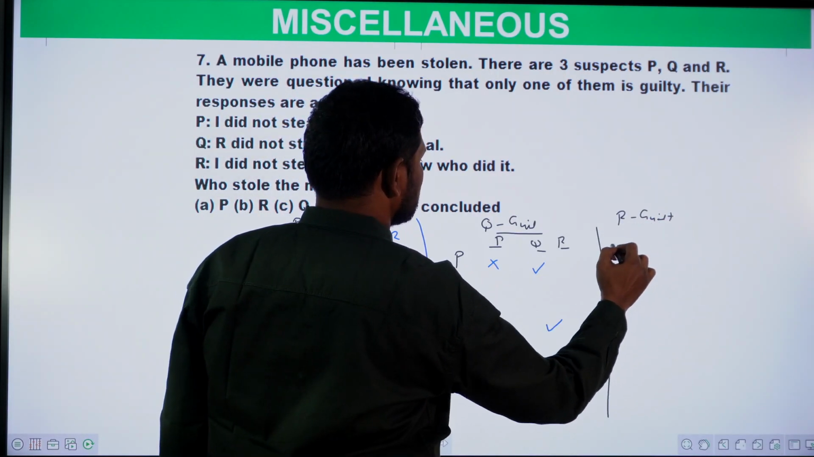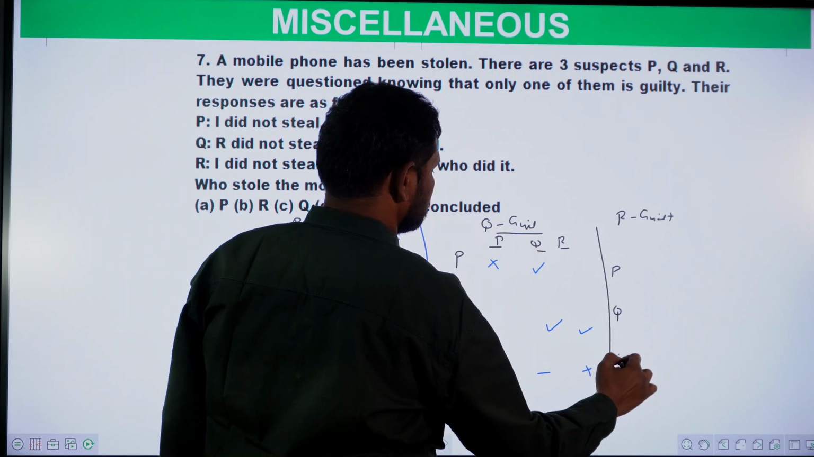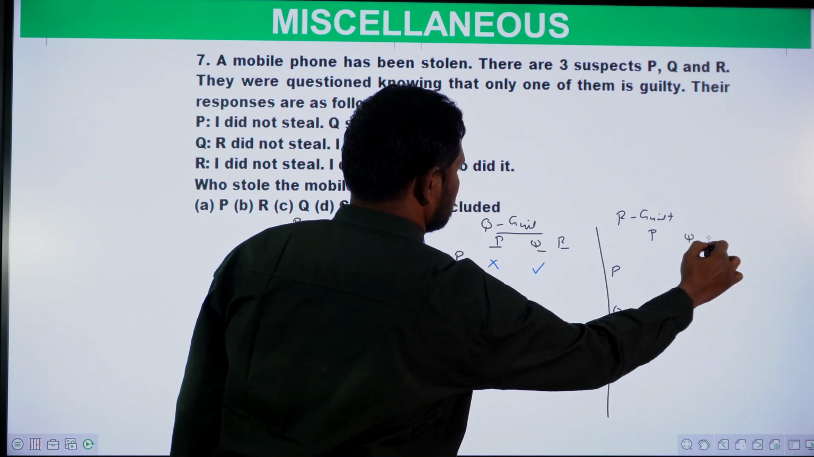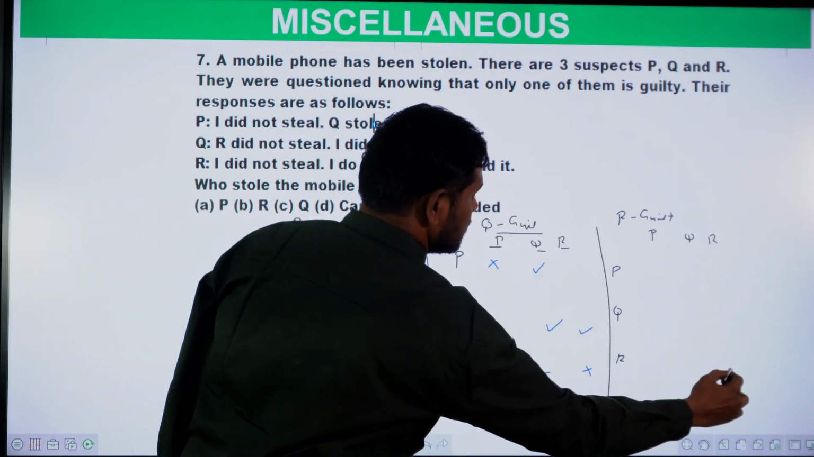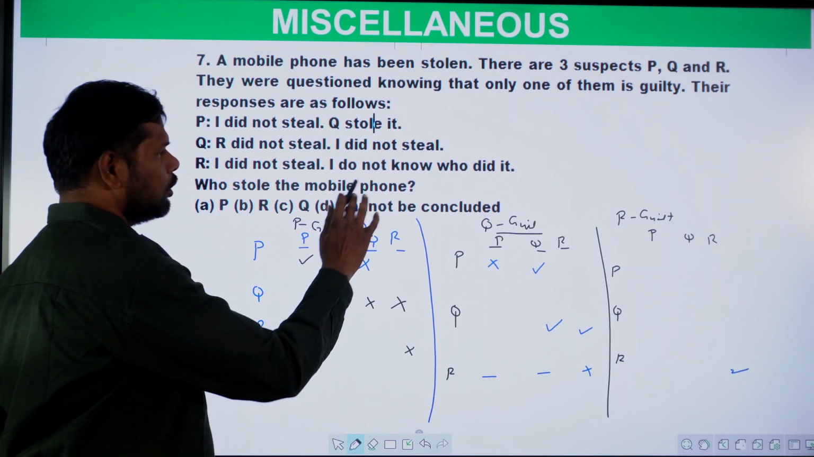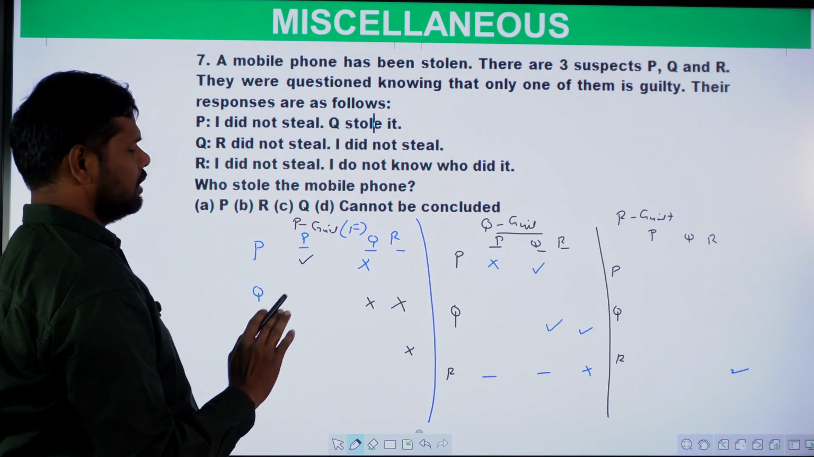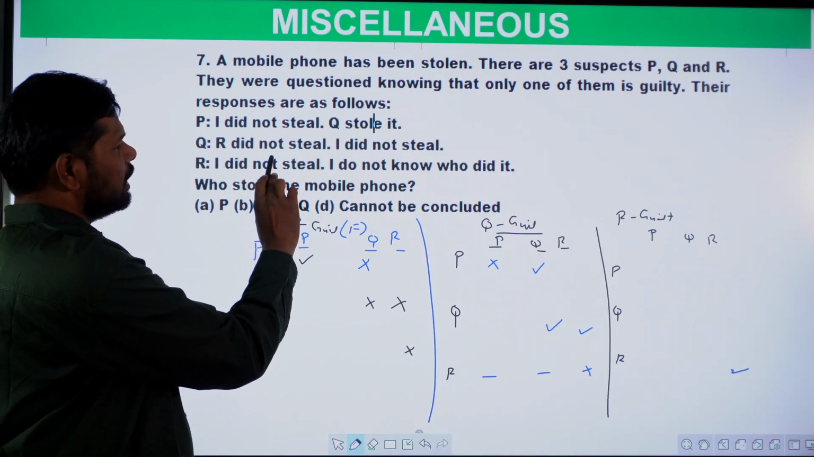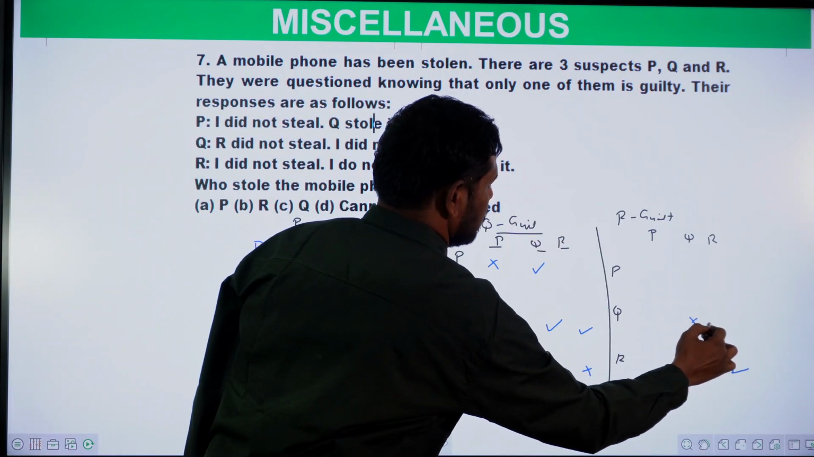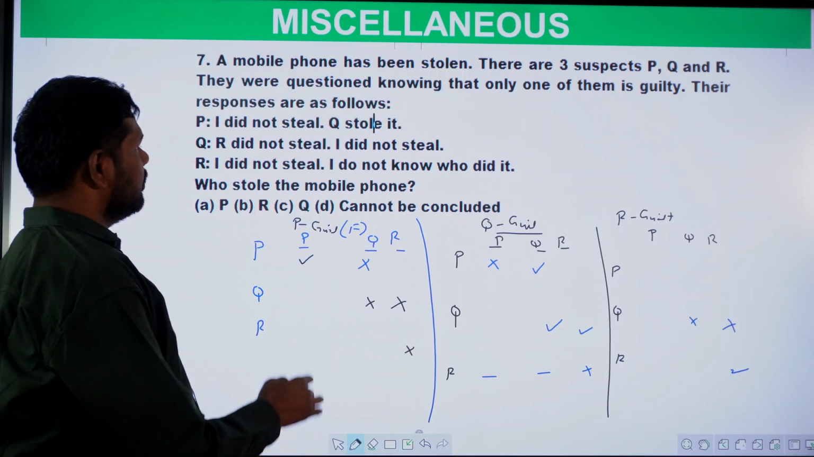R feels guilty, meaning R's statement is wrong. So just observe that. R's statement is "I did not steal," meaning there is a chance of R stealing. I don't know who did it. That means R is a chance. Next, Q says true, "R did not steal." "I did not steal." Q's condition is true.